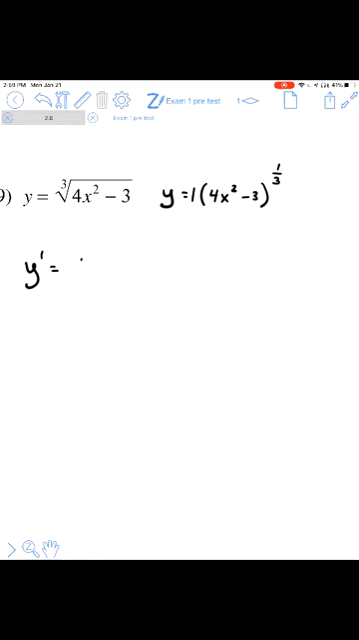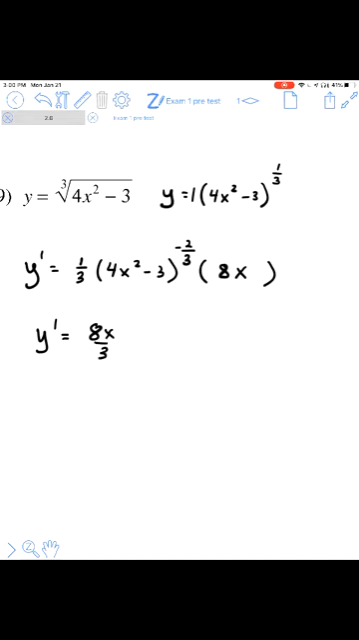So 1 times 1/3 is 1/3. At this point, nothing goes on with the inside part. You decrease the exponent by 1, so that's going to be 1/3 minus 1, which is negative 2/3, and then we multiply this by the derivative of the inside function. The derivative of 4x squared minus 3 is 8x. And then the 8x and the 1/3 can multiply to 8x over 3.